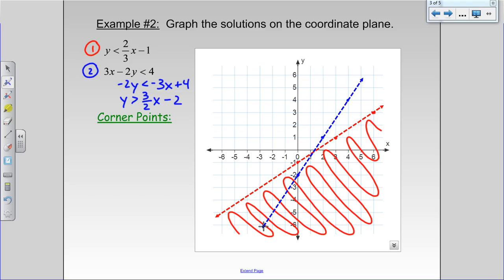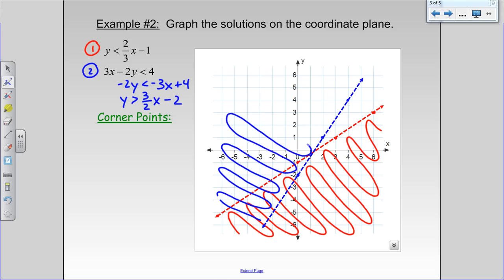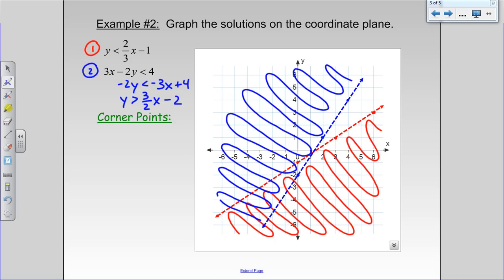Testing the origin, we would obtain 0 is greater than -2. This is a true inequality, so we want to shade all the points on the same side of our blue boundary line as the origin. And now we can see a region in between the two boundary lines, which I will shade green, indicating the solutions of our system, those points that are solutions of both inequalities.